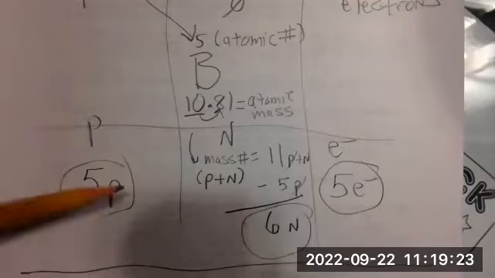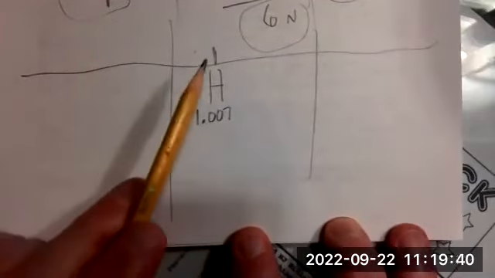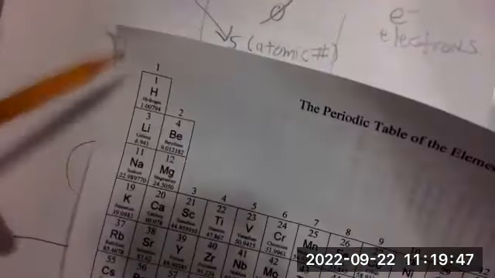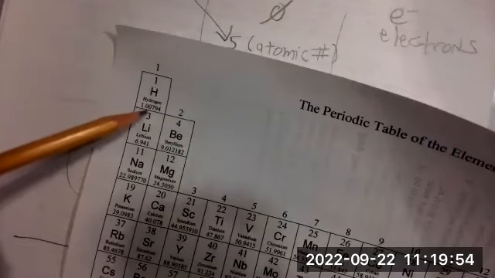Sound good? Let's do another one. Actually, let's do a tricky one, and then we'll go back and do a more standard one. Let's look at hydrogen. Hydrogen has a 1 above it, and it has 1.007 below it. How many protons? Remember, we find the number of protons by the atomic number. If you don't have your periodic table out, there's hydrogen. It's got a 1 above it. I just rounded 1.00794 to 1.007.